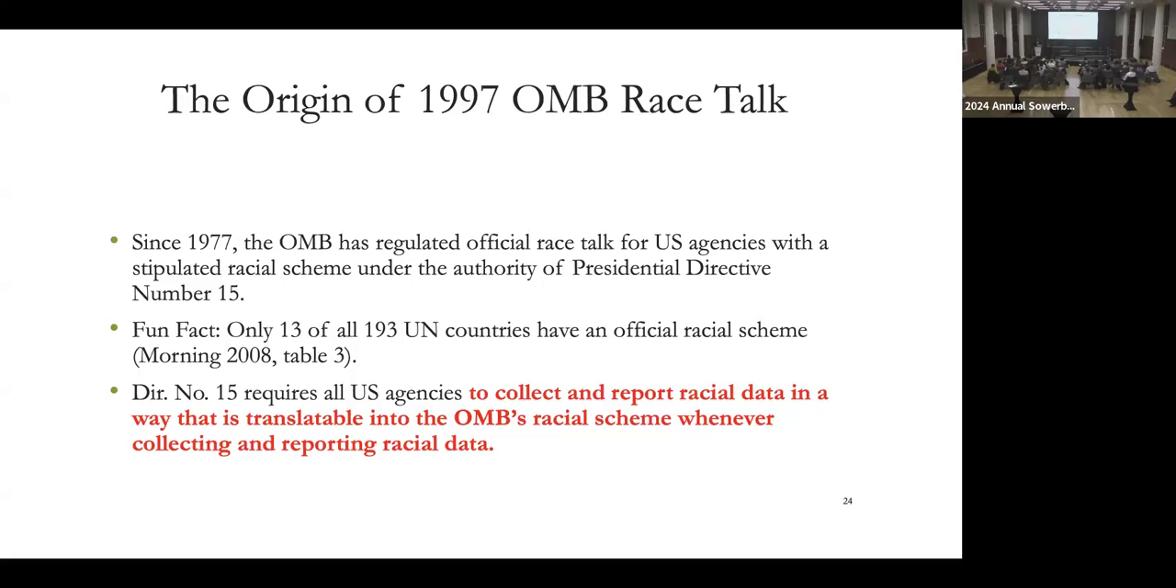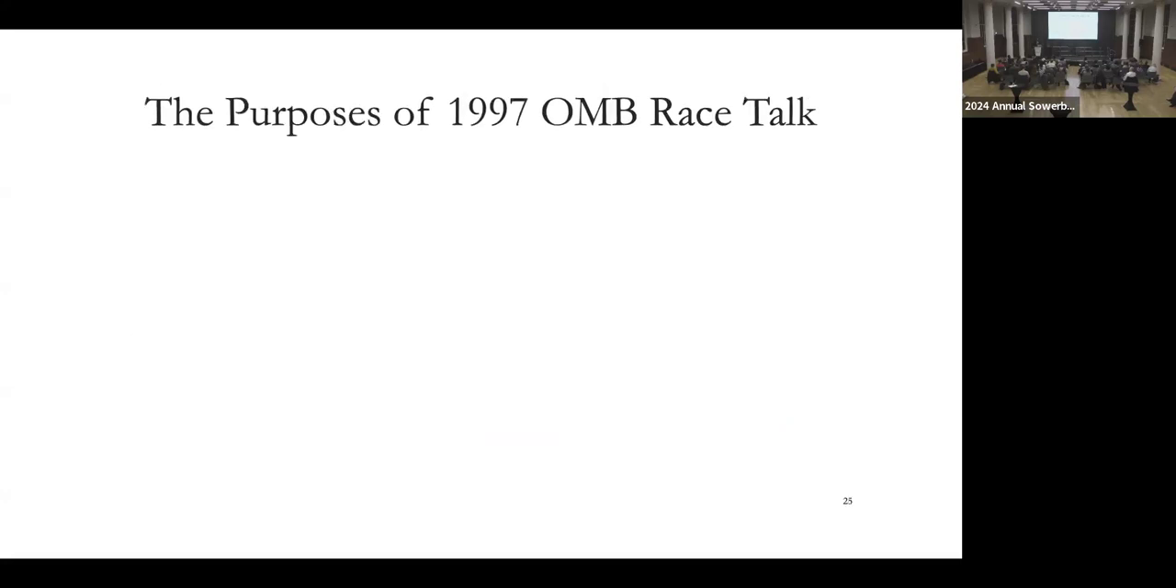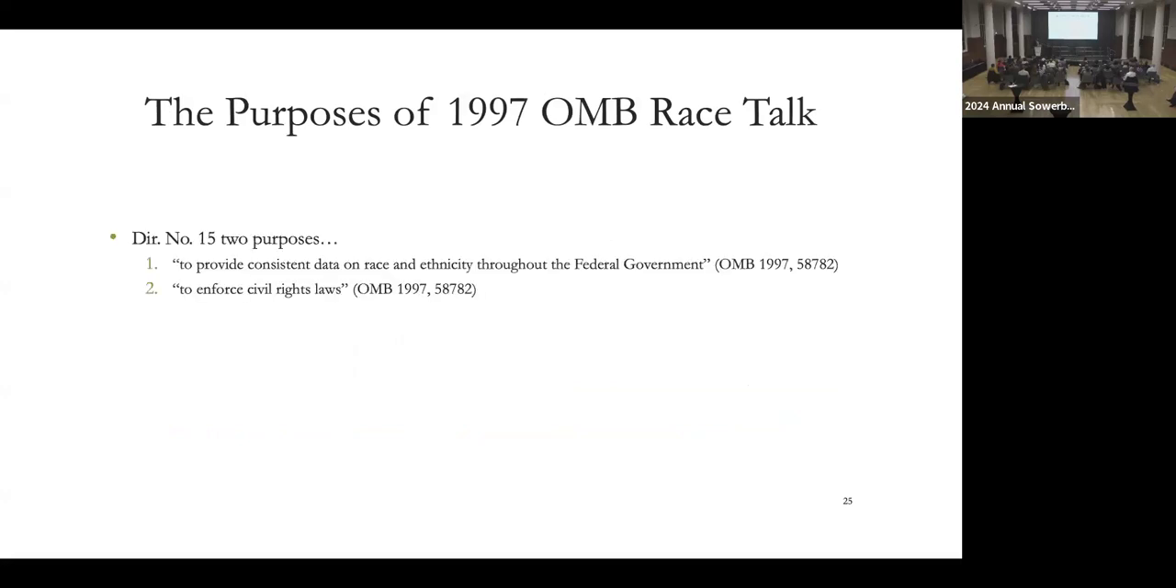federal agencies. In practice, usually the federal agencies just go ahead and use the OMB's racial scheme, and they require that of private companies and so forth that want to get federal funding, or researchers and so forth. Why did they do this? Well, we had race talk from 77 to 97. The OMB claimed that they wanted to make things more consistent and enforce the civil rights laws that folks like Martin Luther King Jr. was able to push through in the 60s.